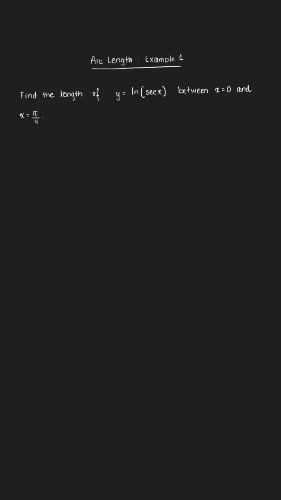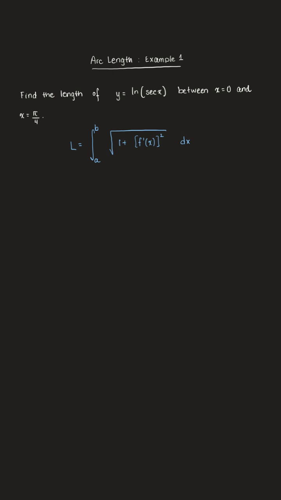In this video, we're going to find the length of y equals the natural log of secant of x between x equals 0 and x equals pi over 4. We'll start with our arc length formula, which is the integral from a to b, where a and b are the endpoints of our interval along the x-axis, of the square root of 1 plus the derivative of our function squared, with respect to x.